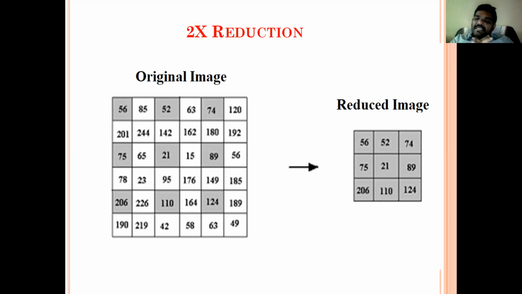So I must reduce the data. This is the 2x reduction. You can go further and increase the number. That means every second column is removed and every second row is also removed. This is called image reduction, that means 2x reduction.